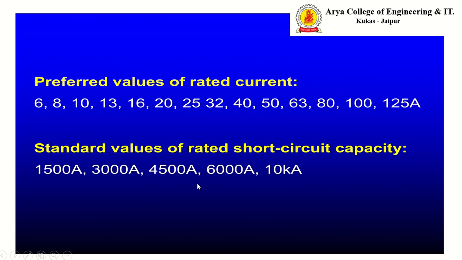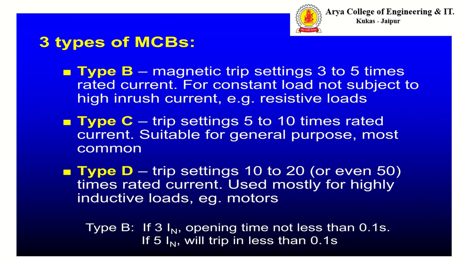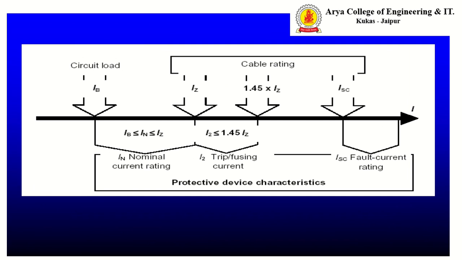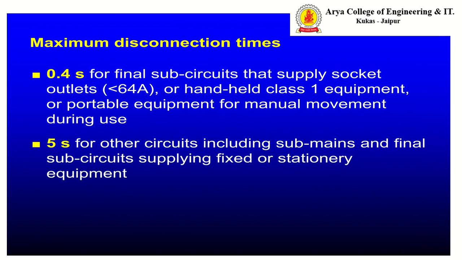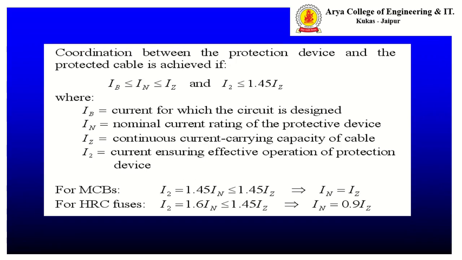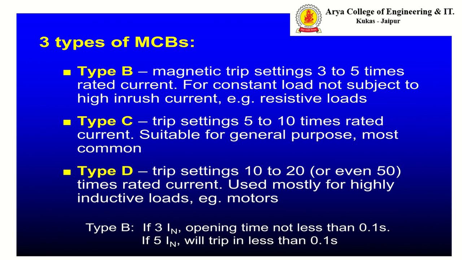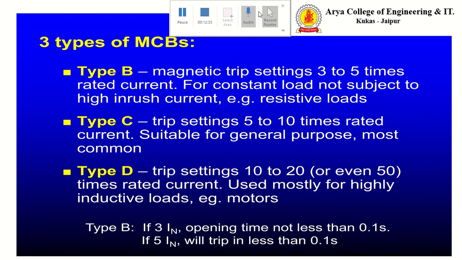Now preferred values of rated current are 6, 8, 10, 13, 16, 20, 25, 32, 40, 53. These are the standard values of rated short circuit capacity which we generally use. Now what are the types of MCBs? Types of MCBs are type B, type C, type D, magnetic tripping type, with trip settings. Based on various tripping values, these are classified.